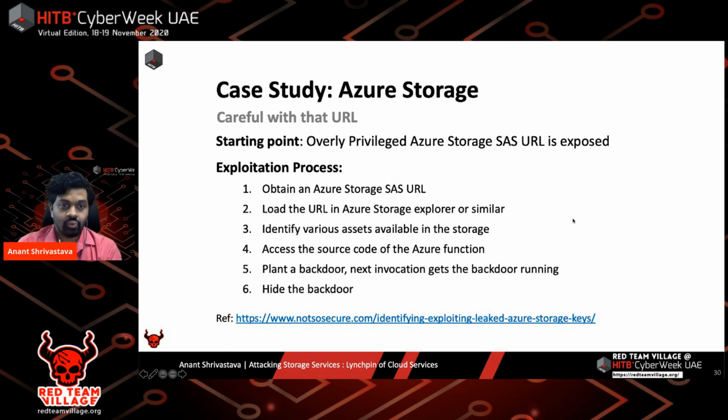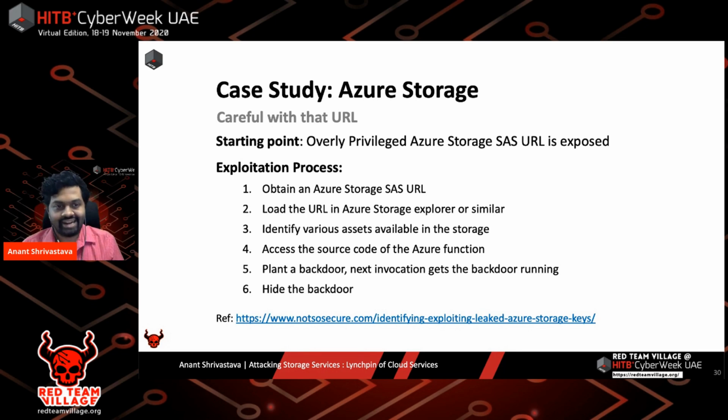And that's kind of what we did here, where we found an Azure storage SAS URL. Once we got access to that URL, we loaded it into Azure Storage Explorer. We were able to see all the assets. What we found was that within the same storage, there was another container which was keeping the source code for an Azure function. And the SAS URL that was created gave us write access.